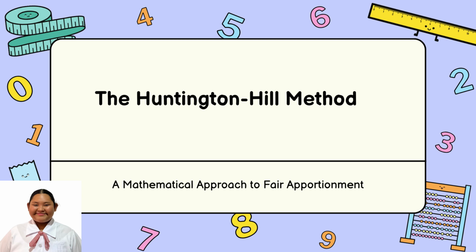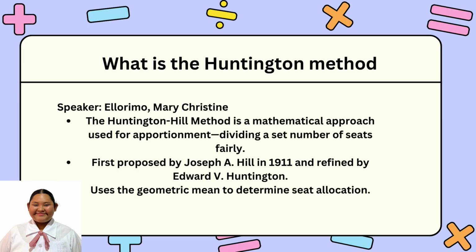The Huntington-Hill method was first proposed by Joseph A. Hill in 1911 and later refined by Edward V. Huntington. The Huntington-Hill method, also known as the Huntington method or the Hill-Huntington method, is a mathematical approach used for apportionment, dividing a set number of seats. This method ensures a fair allocation by using a geometric mean to determine when a state or group should receive an additional seat.